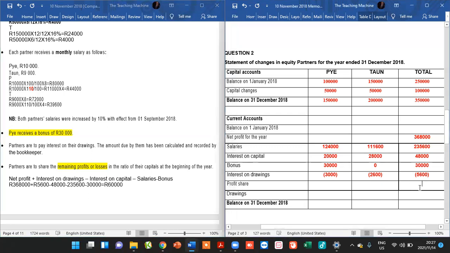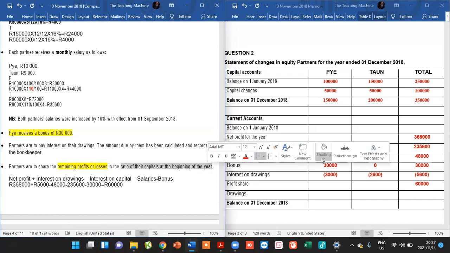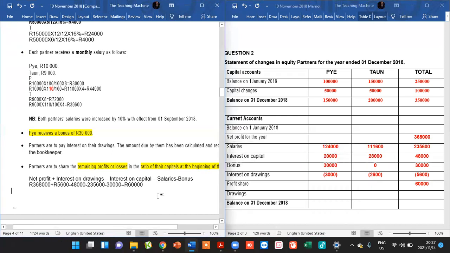60,000. That should be the total of the remaining profit. But now, how do I split this 60,000? The information says in the ratio of their capitals at the beginning of the year, so it is very important to calculate the capital at the beginning of the year correctly. The capital for this partner is 100,000, and for this one it's 150,000. How do I work out the ratio? 100,000 divided by 150,000 gives 2/3, which means the ratio is 2:3.